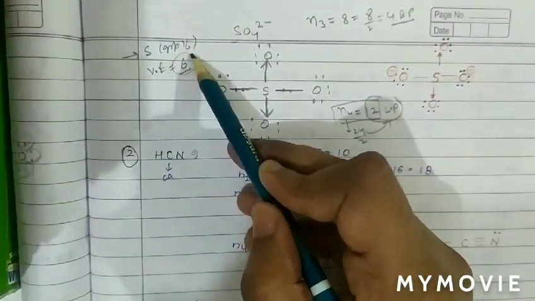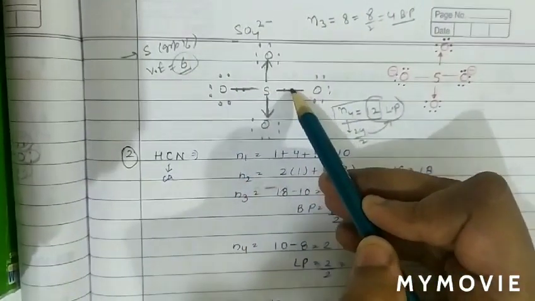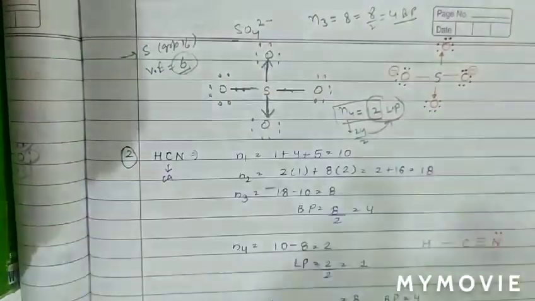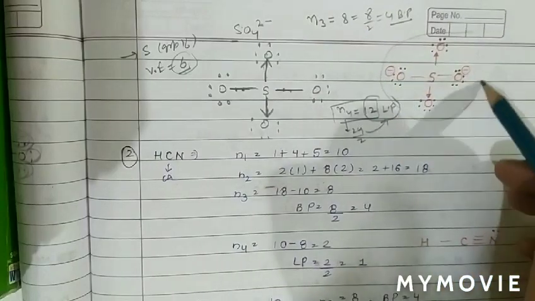So the simple concept is, the valence electron count for the central atom is 6, but the central atom is forming 4 bonds. So 2 bonds are less than the valence electrons, therefore 2 coordinate bonds are formed. So this is the Lewis dot structure of the sulfate ion.